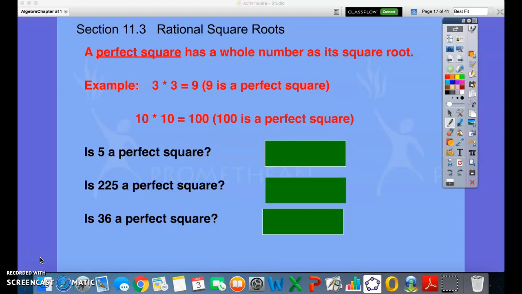Amen. So this is section 11.3, Rational Square Roots. A perfect square is a number made by squaring a whole number. So 9 is a perfect square because 9 can be written as 3 squared. 100 is a perfect square. And 5 is not a perfect square. 225 is a perfect square because 15 squared is 225. And this is also a perfect square.